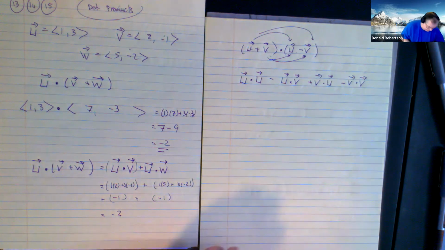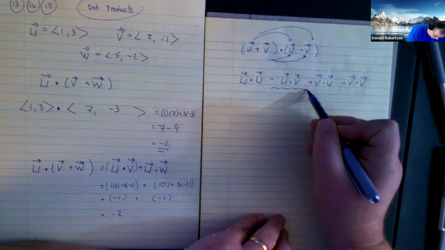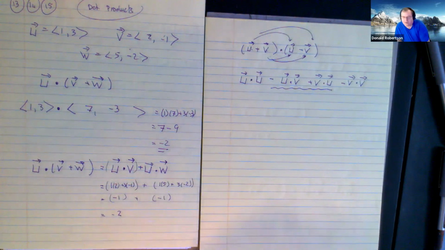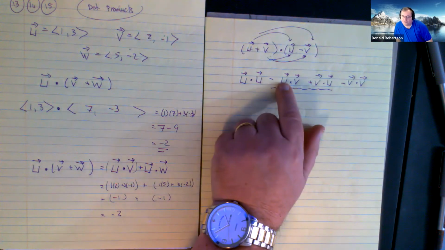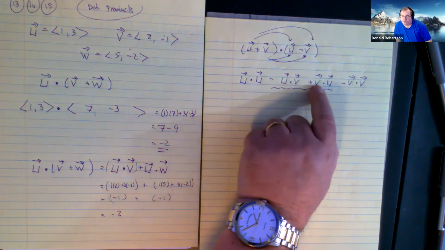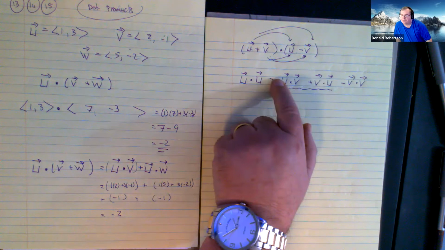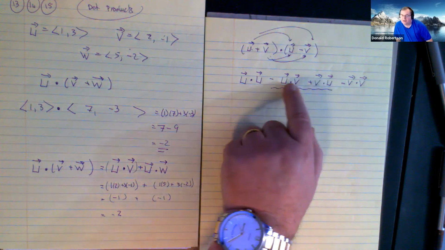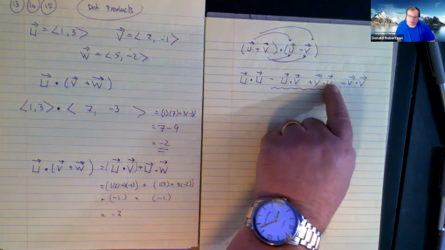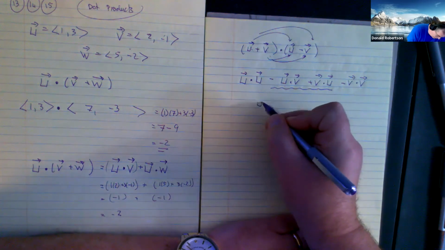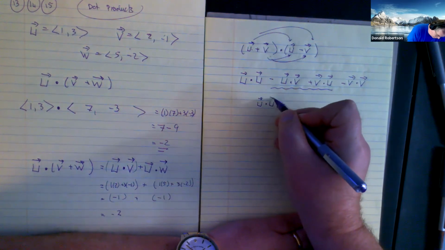Now, some of these guys, in particular these two, are actually the same as each other. Do you know if you do u dot v or you switch places and do v dot u, would you agree these answers are the same number? If that was 10, this would be 10. So what happens is that these two cancel out and you get the answer u dot u minus v dot v.